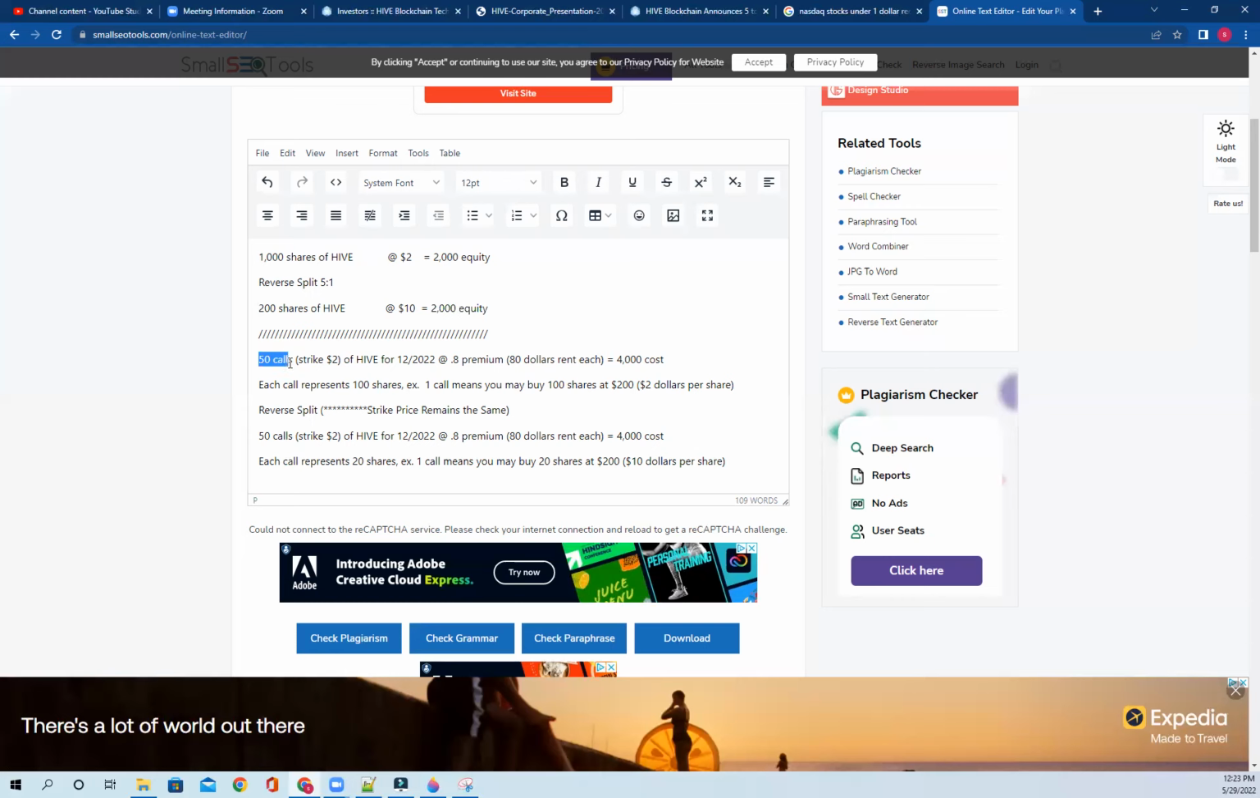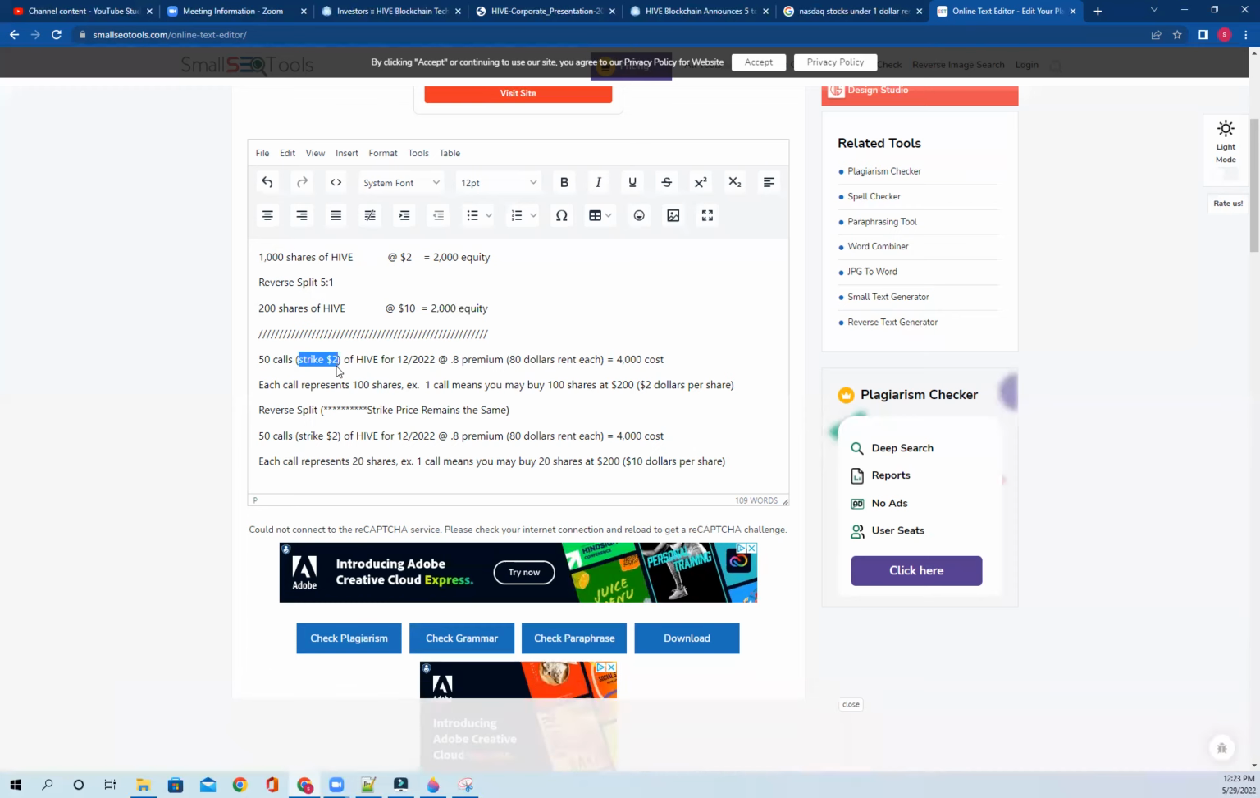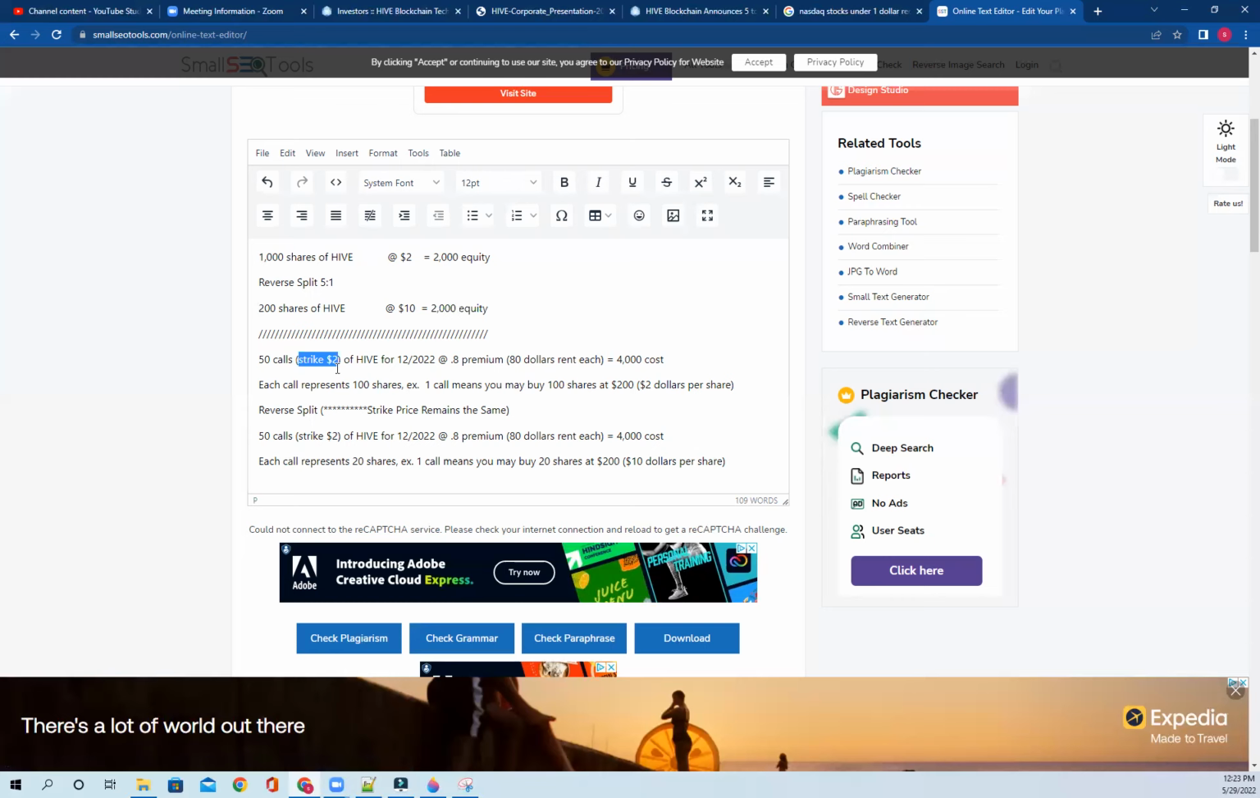So if you had 50 calls with a strike price of $2, meaning you're able to buy at $2 no matter what the price is. Let's say it goes up to $10, that would be excellent for you if you had those calls of Hive for the expiration date of December 2022. And let's say you paid a premium of about 0.8, or in other words, 80 cents.